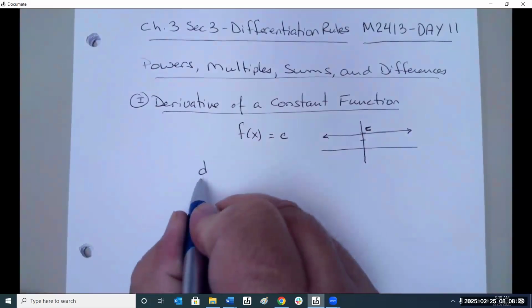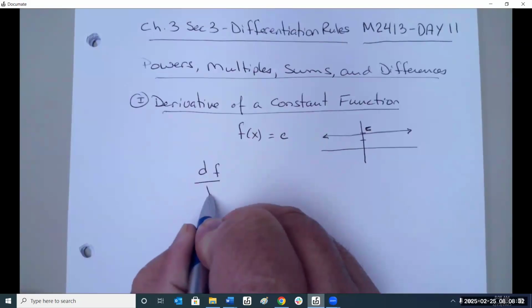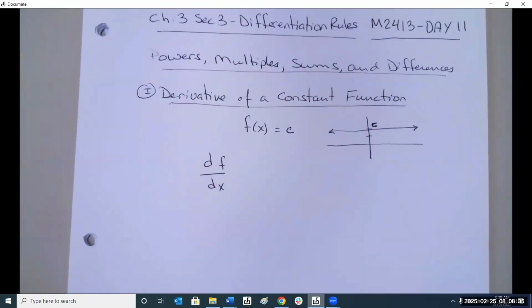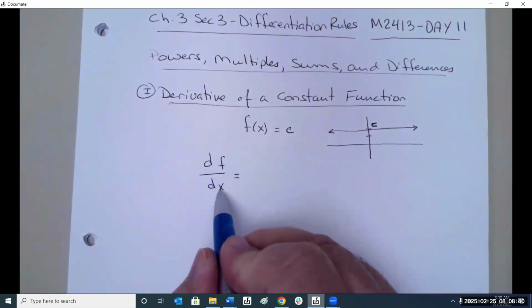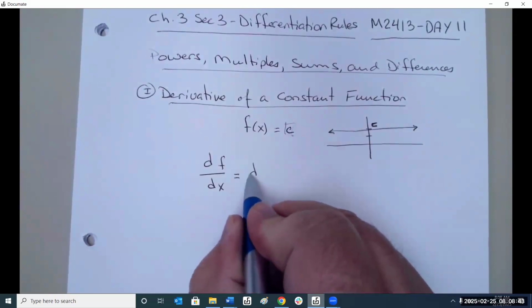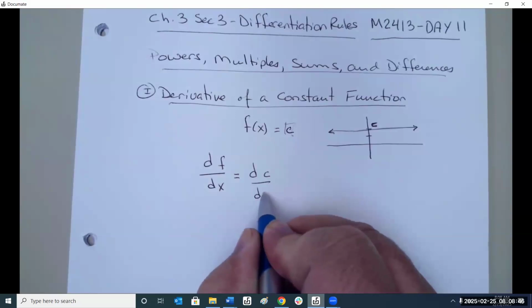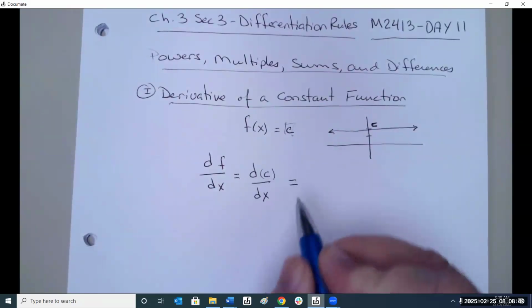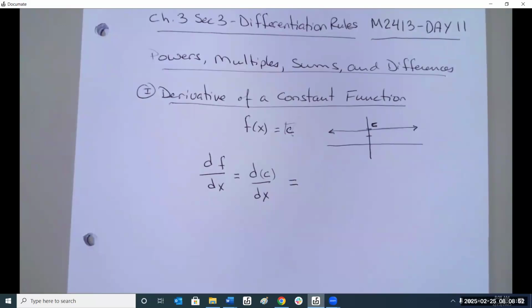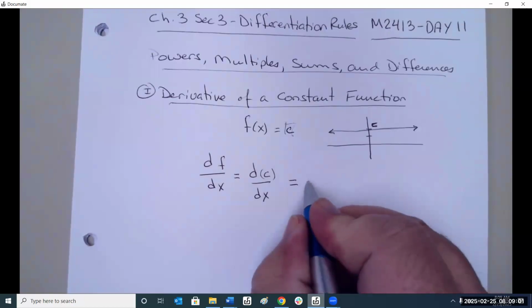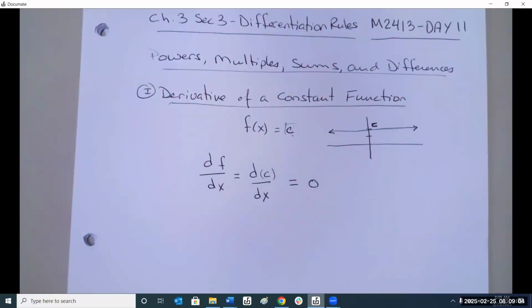So if we take the derivative of our function with respect to x, the derivative of our function with respect to x is equal to c. So we're looking at the derivative of the constant function with respect to x. What's the slope of a horizontal line? Very good. The derivative of a constant function, of a number, is always 0.